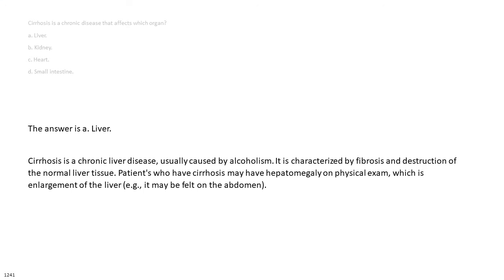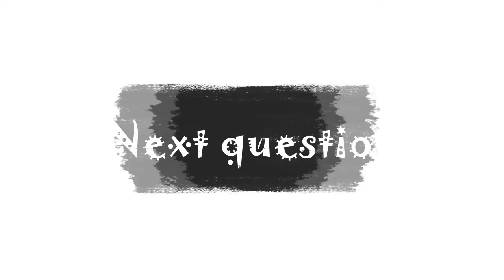The answer is A. Liver. Cirrhosis is a chronic liver disease, usually caused by alcoholism. It is characterized by fibrosis and destruction of the normal liver tissue. Patients who have cirrhosis may have hepatomegaly on physical exam, which is enlargement of the liver. For example, it may be felt on the abdomen.